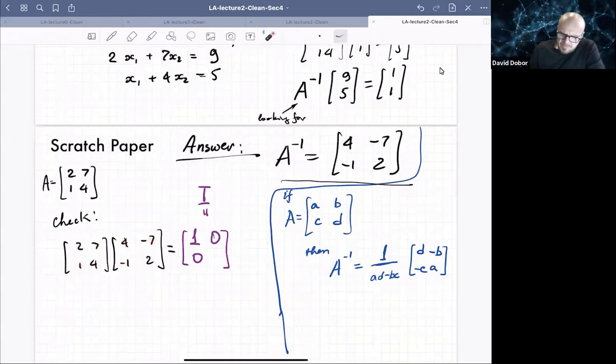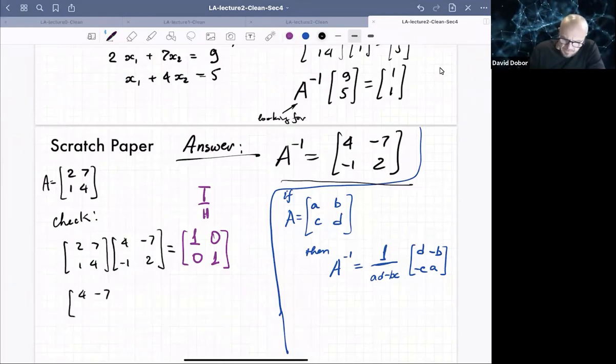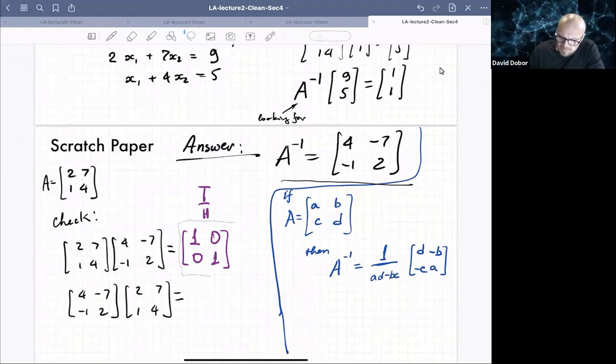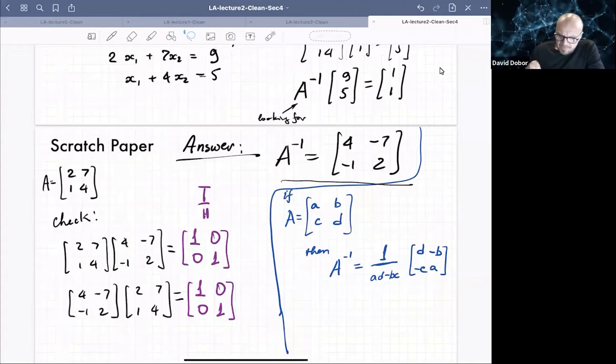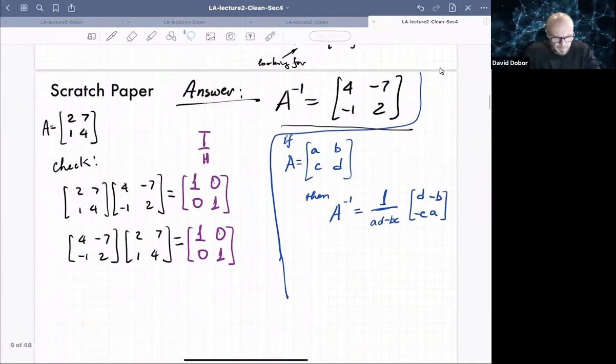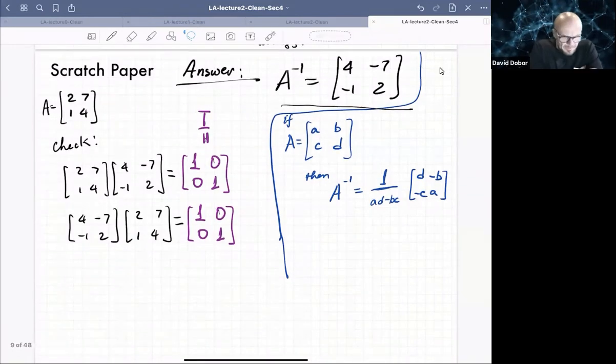1 times minus 7 plus 4 times 2, minus 7 plus 8. That will give me a 1. And that indeed works out to be the identity matrix. And in fact, if you multiply it the other way around, 2, 7, 1, 4, you get exactly the same result. It's going to be the same identity matrix any way you do it, from the right or from the left.